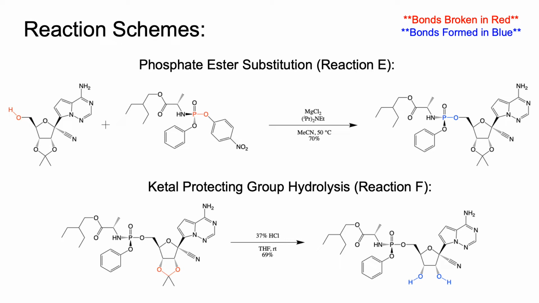Our second reaction, labeled as reaction F in the paper, shows the removal of the ketal functional group through an acidic hydrolysis. This step removes the protecting group and reveals the final structure of remdesivir. Note in both reaction schemes, bonds that are broken are in red and bonds that are formed are in blue.